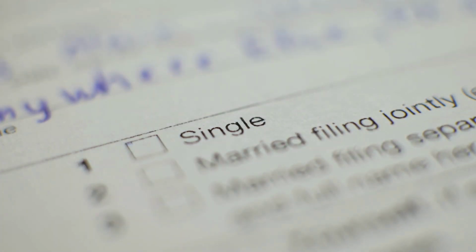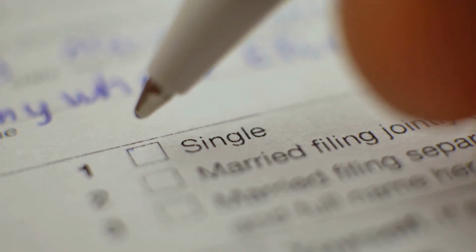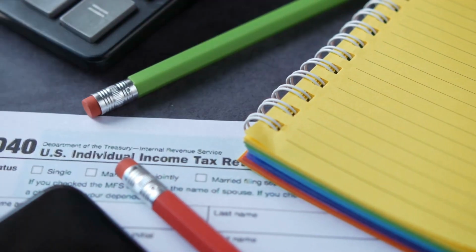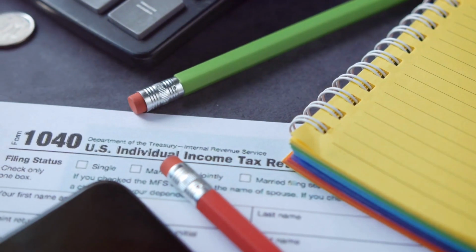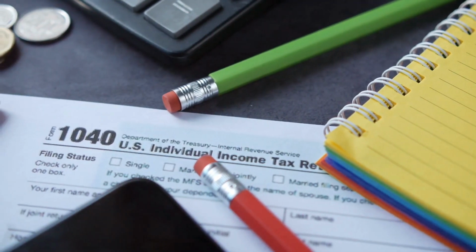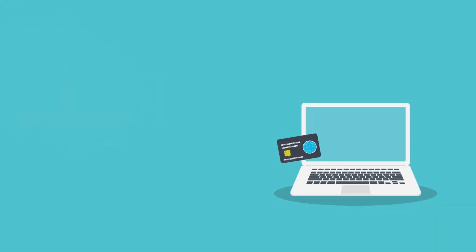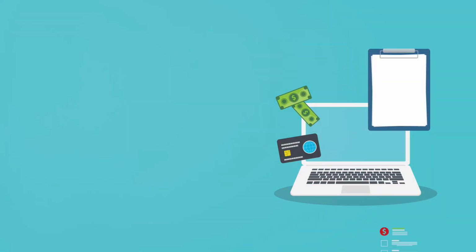Step 3. Report your income. This step determines your taxable income. Report wages, salaries, tips, and other income sources using W-2 and 1099 forms. Step 4. Select your deductions and credits. This can save you money. Common deductions include student loan interest, mortgage interest, and charitable donations.